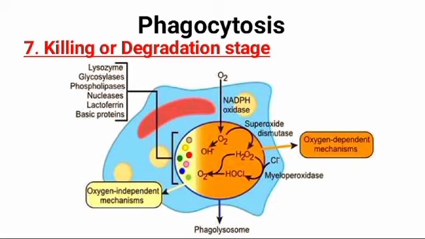The killing mechanisms that phagocytes use can be organized into two broad groups, that is, oxygen dependent and oxygen independent mechanisms. In the oxygen independent killing mechanism, activated macrophages synthesize lysozymes, tumor necrosis factor alpha, and other hydrolytic enzymes. And in the oxygen dependent killing mechanism, activated phagocytes produce a number of reactive oxygen intermediates and reactive nitrogen intermediates.